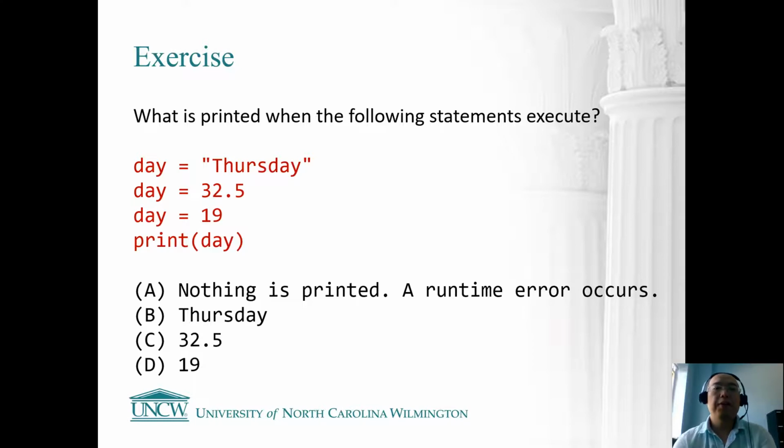Okay, here is a very short exercise. If we have day equals Thursday, so the variable name is day, and the original value is the string Thursday. And after that, we update the day's value to 32.5, and then we update again to 19. And after that, we want to print day. What are we going to get? So A, nothing is printed, we got an error, and B, Thursday, C, 32.5, and D, 19. Think about that. I'm going to give you 5 seconds.